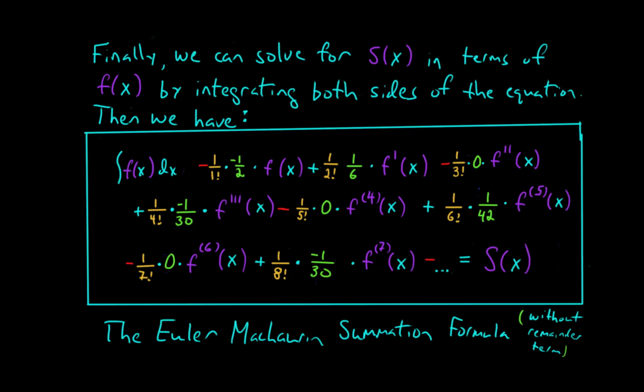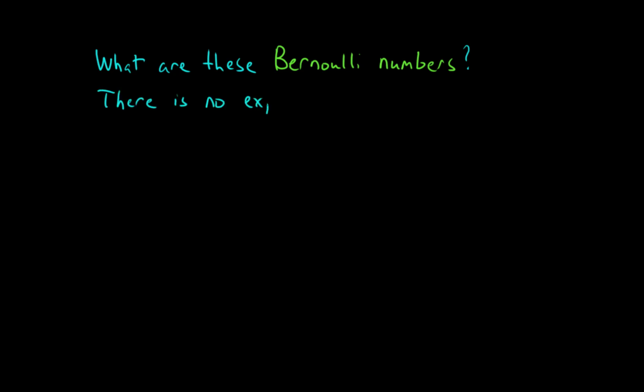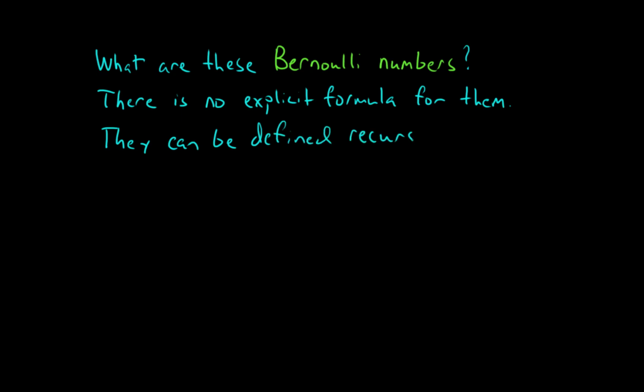But before we get into some of the applications of the Euler-Maclaurin summation formula, I just want to take a step back and address the issue of what these Bernoulli numbers that show up in the formula are. Well, there's no explicit formula for them. But there are numerous recursive formulae for the Bernoulli numbers. And one of the formulas that occurs very commonly in the literature is this one.